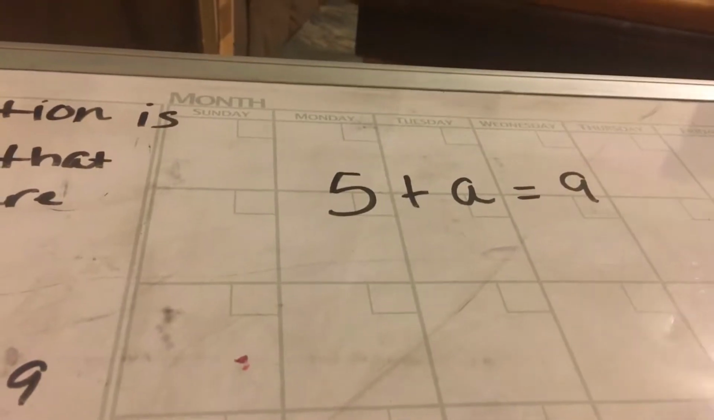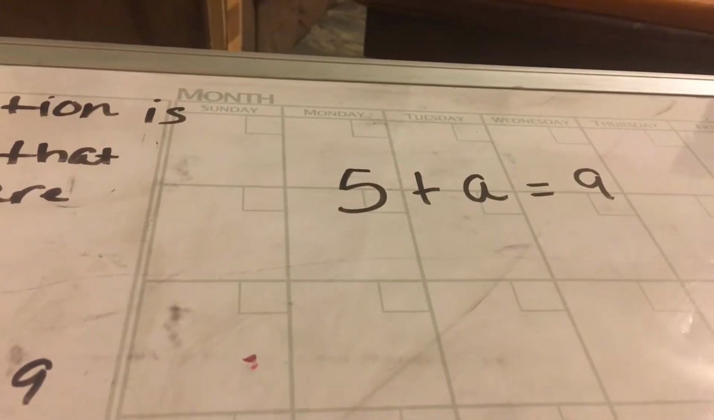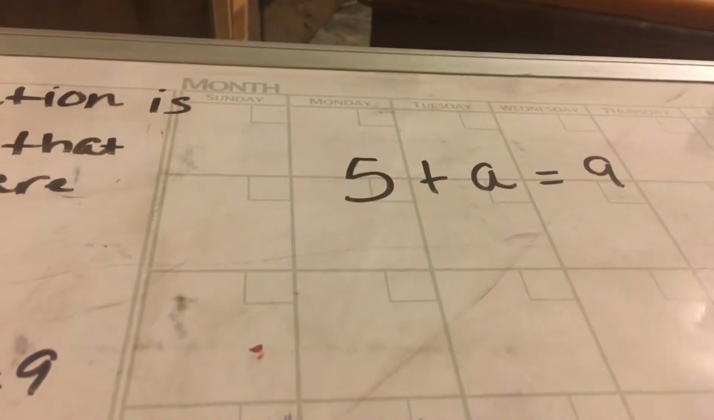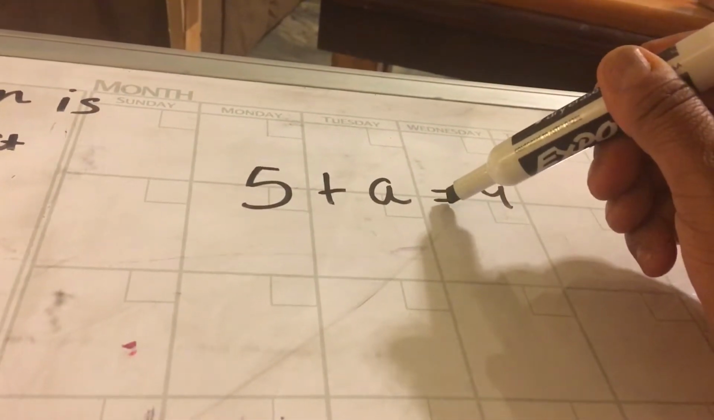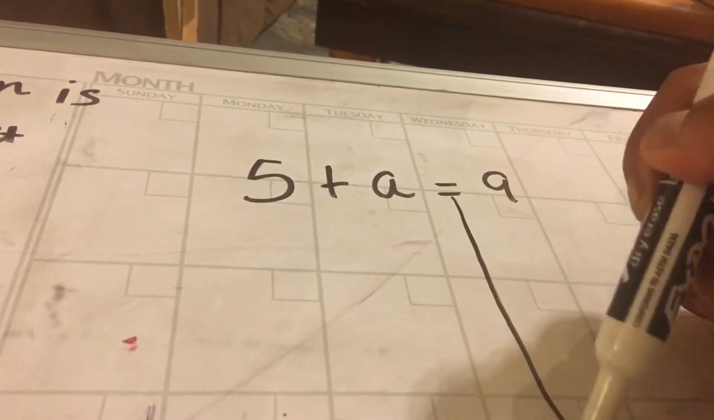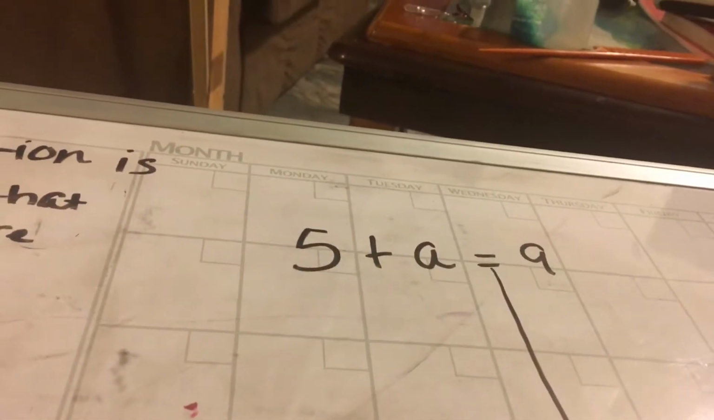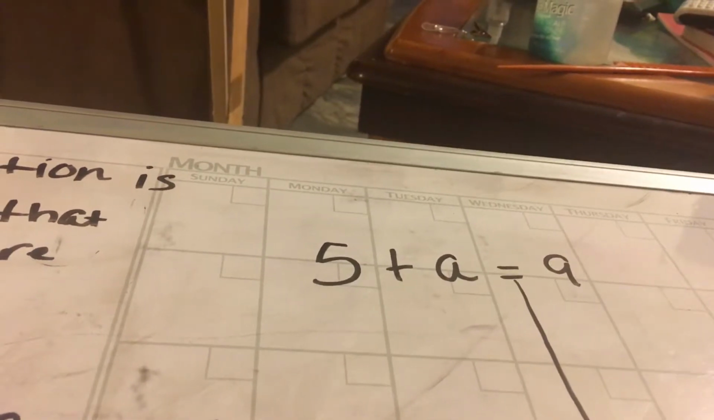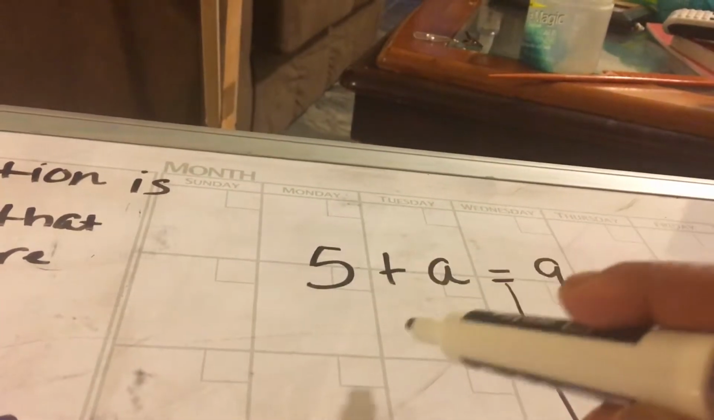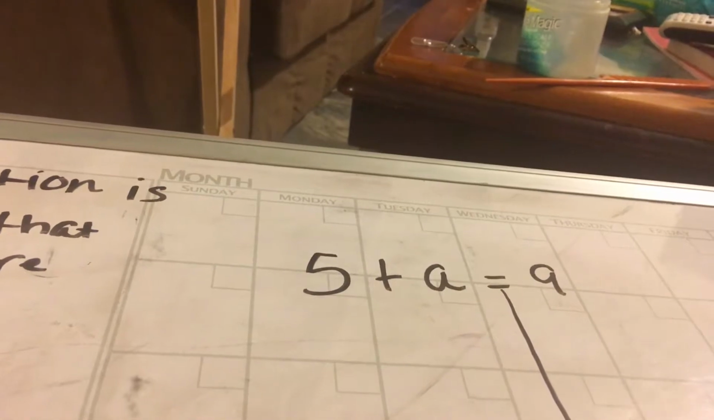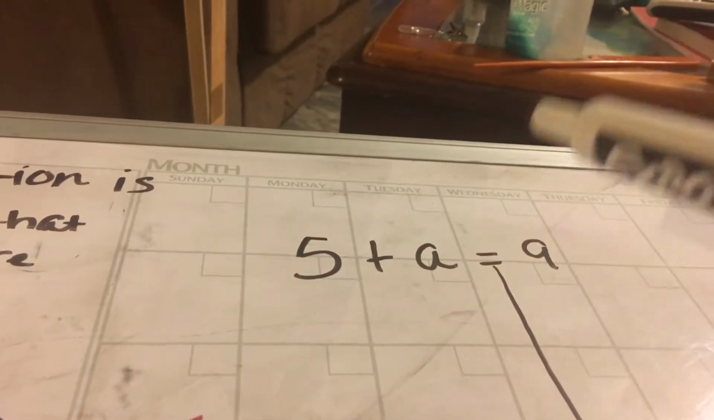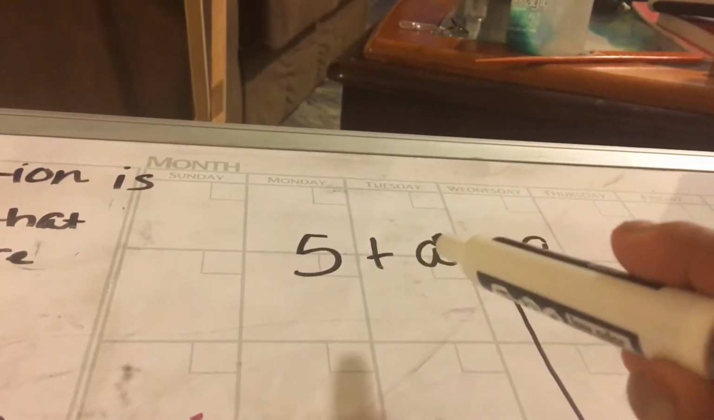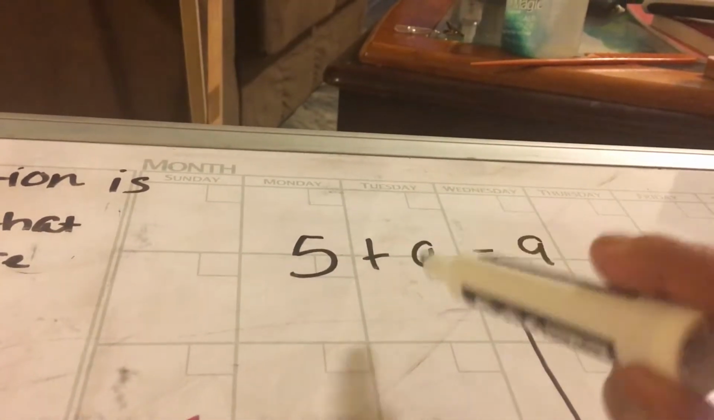What we're going to do, we are going to balance this equation and solve for the variable at the same time. Now, since we want to balance the equation, let's just draw a straight line. The line is put there to show that what we do to one side of the equation, we must do to the other side of the equation. That's how we're going to balance it.